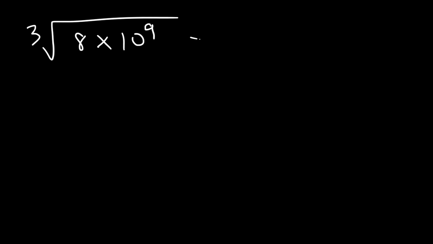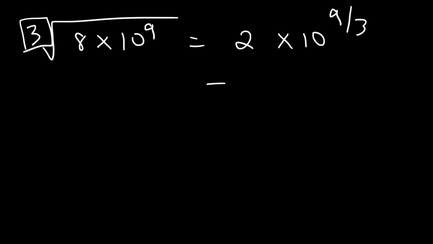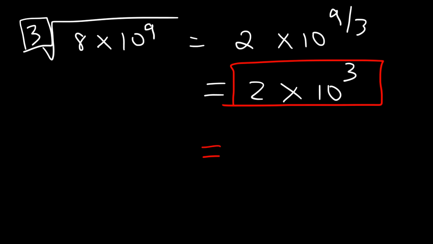Now what is the cube root of 8 times 10 to the 9? The cube root of 8 is 2, because 2 times 2 times 2, 3 times, is 8. Now the 9, you've got to divide it by the index number, which is 3. 9 divided by 3 is 3. So the answer is 2 times 10 to the third, which is equal to 2,000.